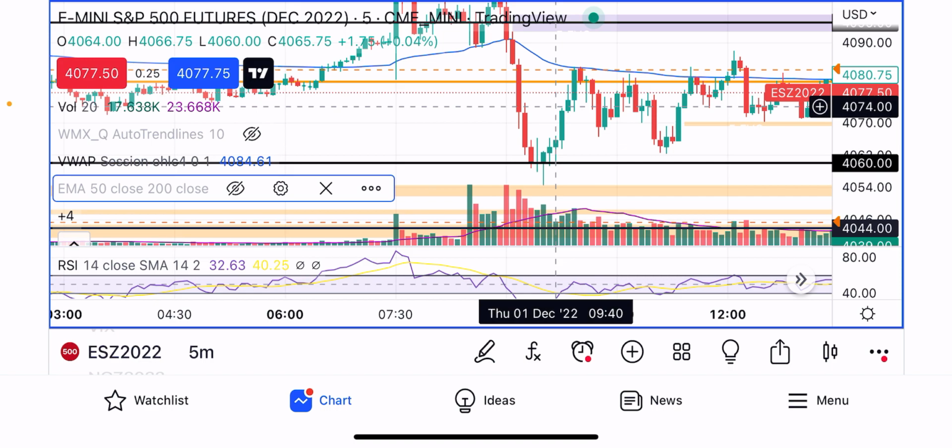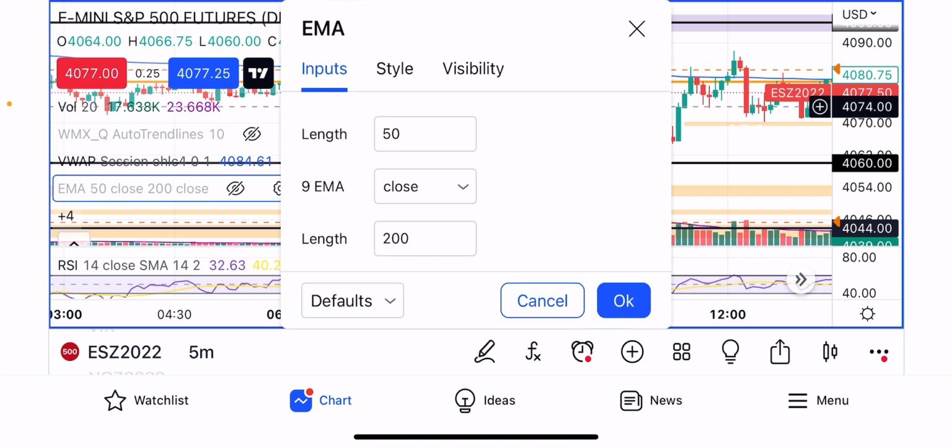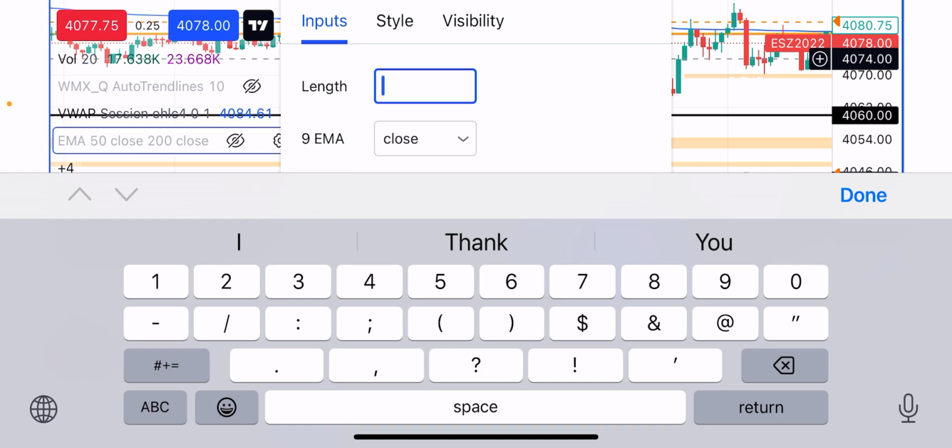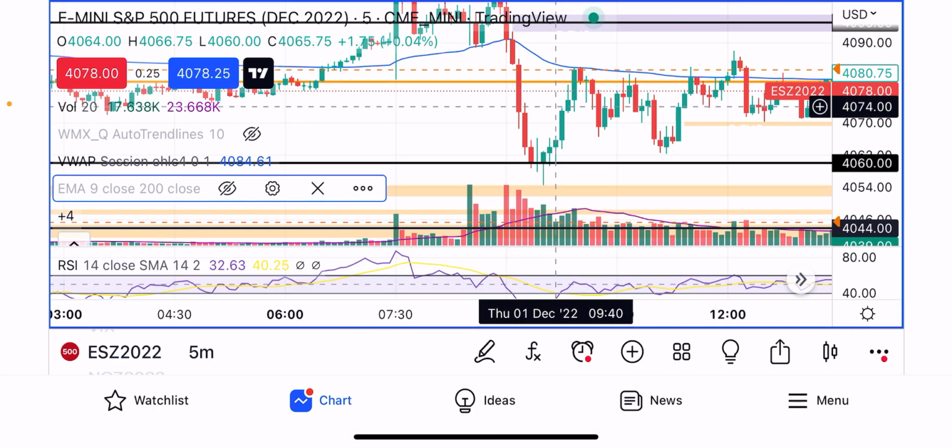9 EMA, and I don't see it here. Okay, let me make this a 9 EMA. Okay, this is a 9 EMA. So let's make this 9. You get the idea.